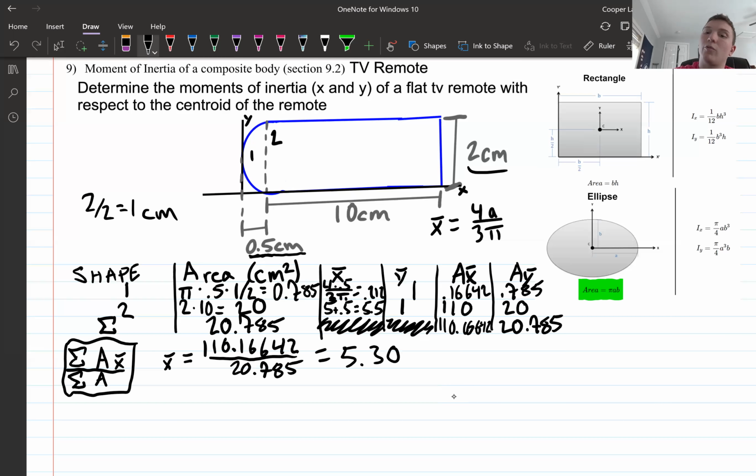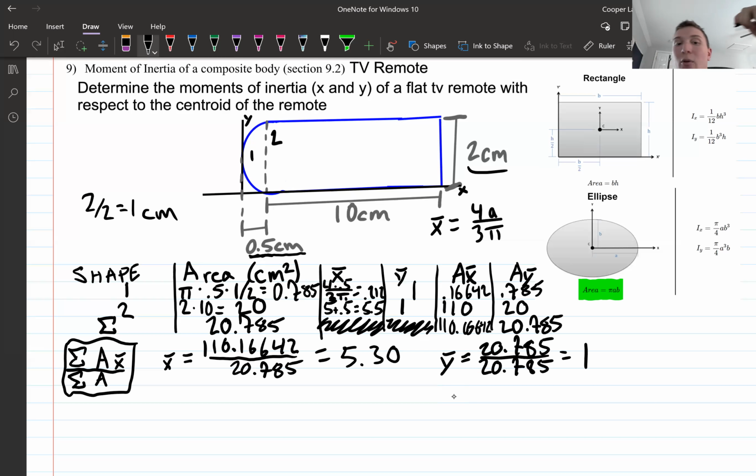So now I'm going to move on and do the same thing for my y bar. My y bar is going to be my total of 20.785, and I'm going to divide that by my total of my area, which is also 20.785, which means my centroid in the y-axis is 1, which makes sense because both of the centroids for my shapes were at 1 as well.